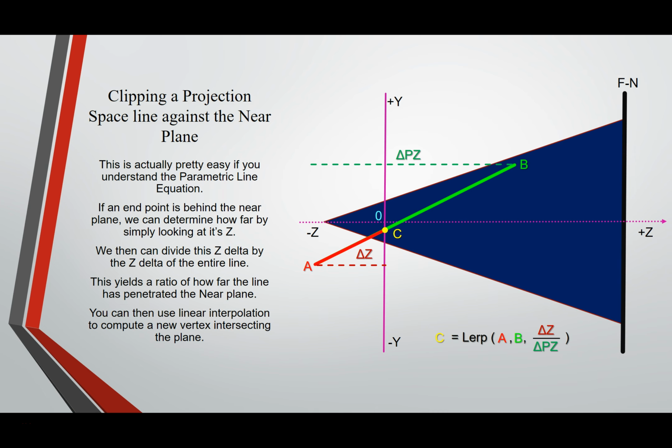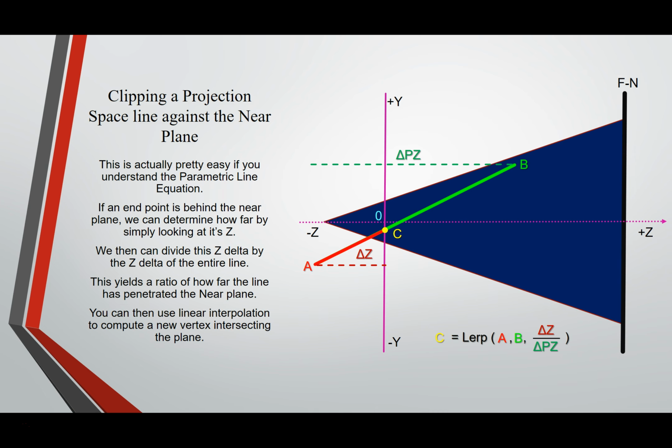Well, of course, first thing is you have to have your line in projection space. So that means before you bring it into NDC, before you do the perspective divide, you have to have it before that point. After is too late, so it's got to be before. And it's actually really simple if you remember your parametric line equation. Remember how parametric works? You take a change on one axis against the change of the total amount along the line, and that gives you a ratio. It works for X, it works for Y, and guess what? It also works for Z.